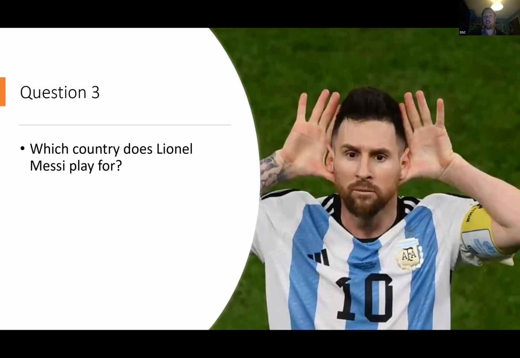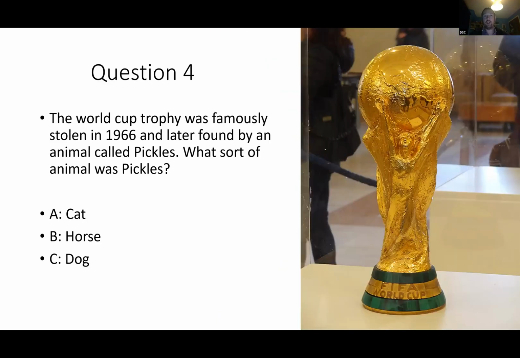Question 3, which country does Lionel Messi play for? There's a picture of him in their game against the Netherlands just there. Question 4, the World Cup trophy was stolen in 1966 and found by an animal called Pickles. What sort of animal was Pickles?